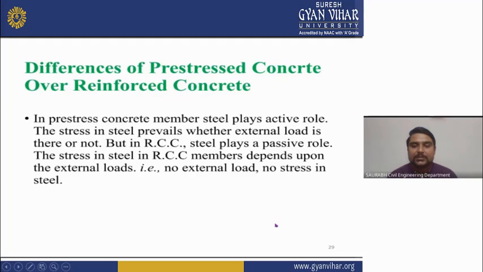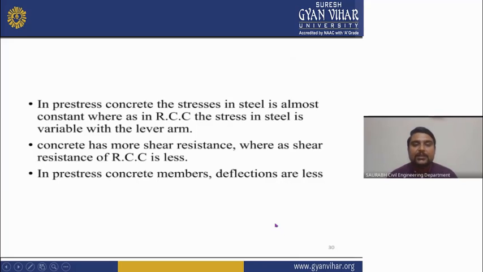In a pre-stressed concrete member, steel plays an active role. The stress in steel prevails whether external load is there or not. But in RCC, steel plays a passive role. The stress in the steel of an RCC member depends on the external load. No external load, no stress in the steel. In pre-stressed concrete, the stress in steel is almost constant, whereas in RCC, the stress in steel is variable with the lever arm. Pre-stressed concrete has more shear resistance, whereas shear resistance of RCC is less.